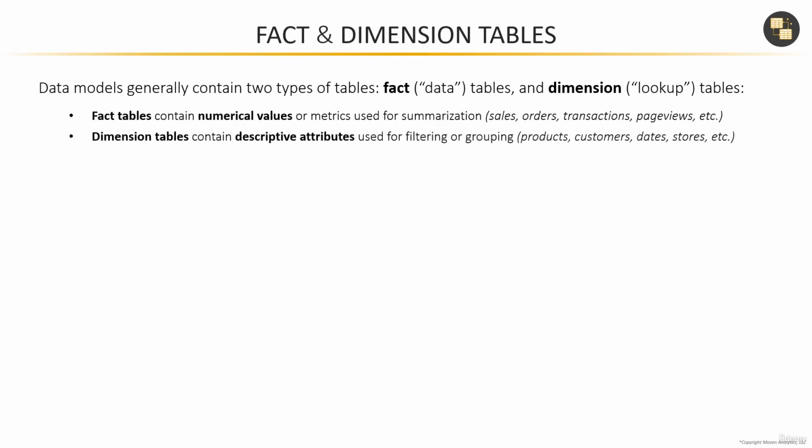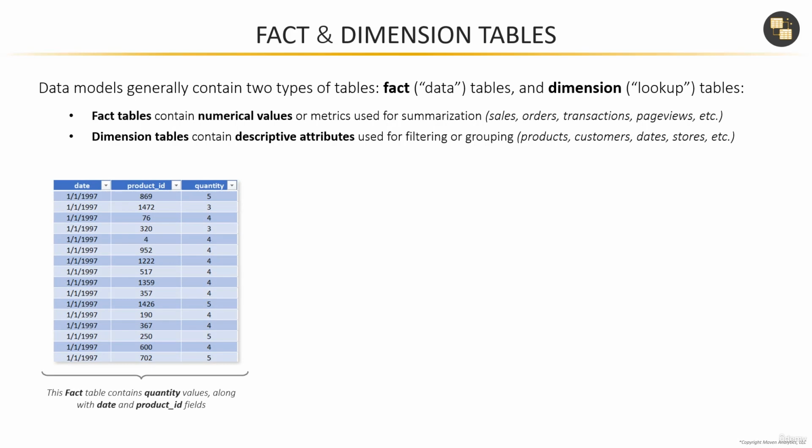On the other hand, dimension tables contain descriptive, typically text-based attributes that you use for filtering or grouping those values. So you might want to break down your sales or your orders by product, by customer, by day, by store, and so on and so forth. And dimension tables are what allow you to do that. So let's show a quick example here.